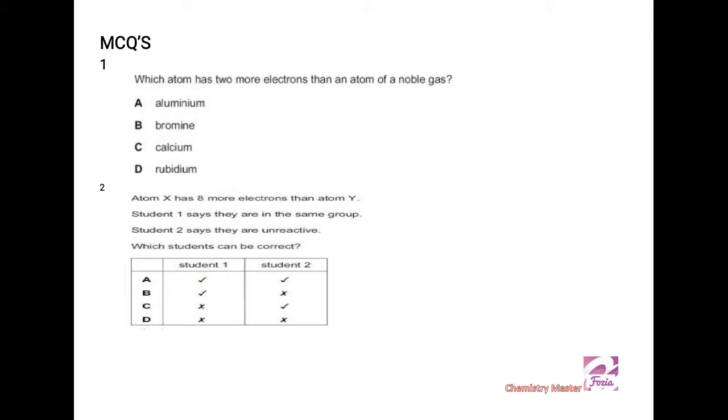Now MCQ number 2. An atom X has 8 more electrons than atom Y. Means if atom Y has 8 electrons, the other atom X must be having 8 more electrons than Y atom. Student 1 says they are in the same group. Means they must be belonging to the same group in the periodic table. They must be having same electronic configuration, same valency and other properties.